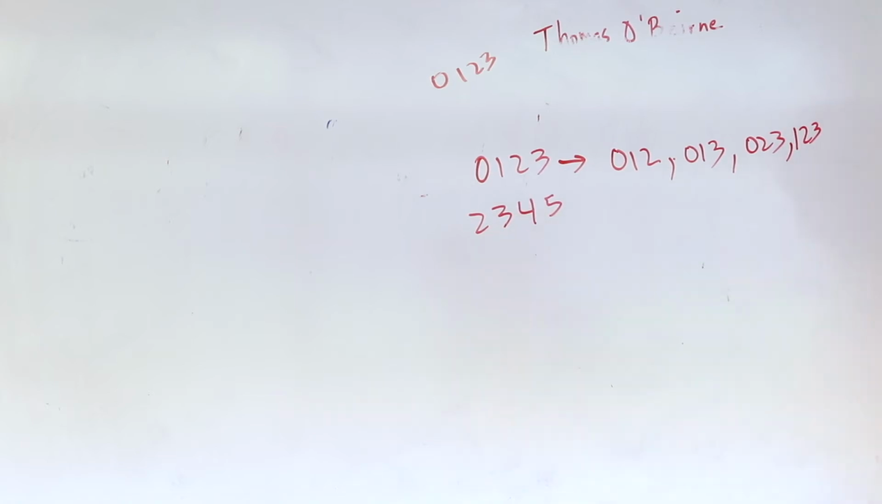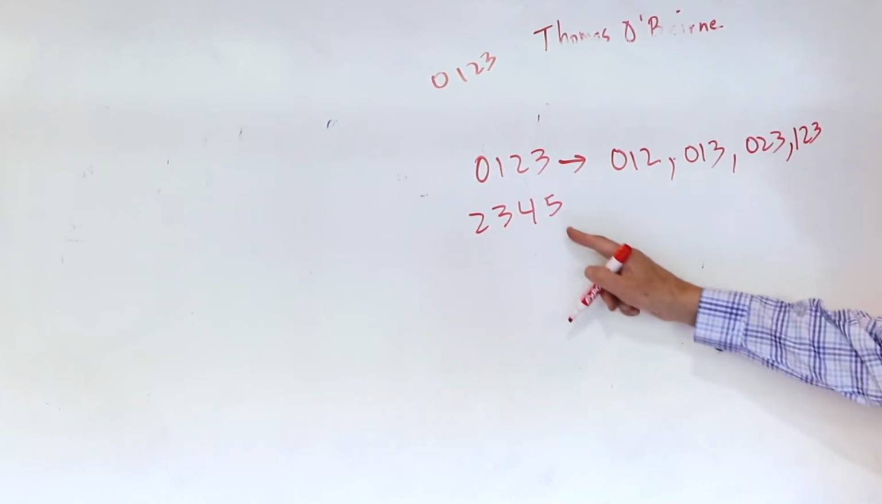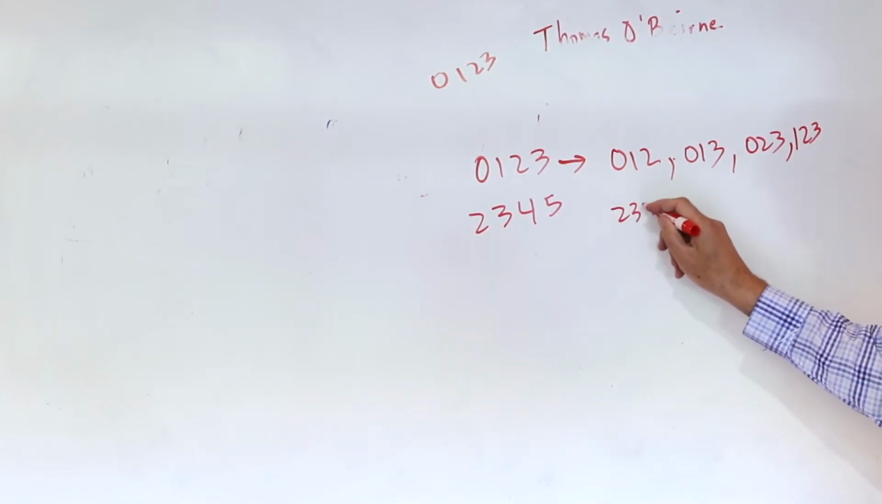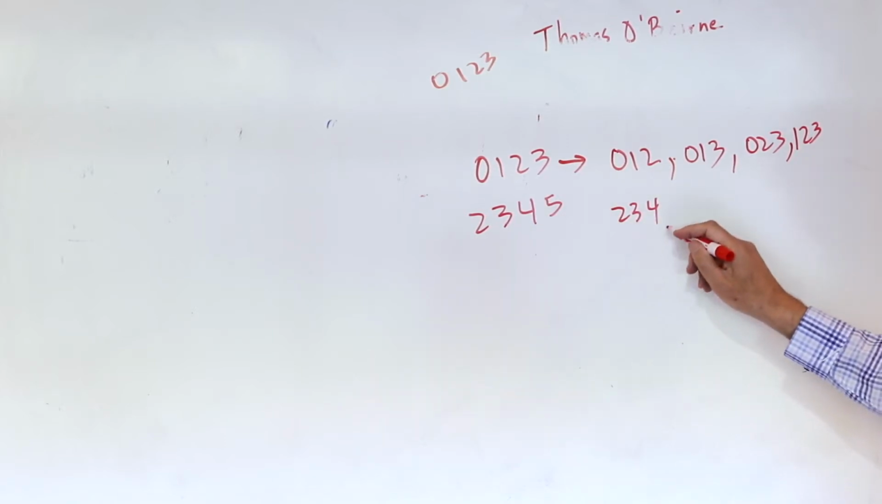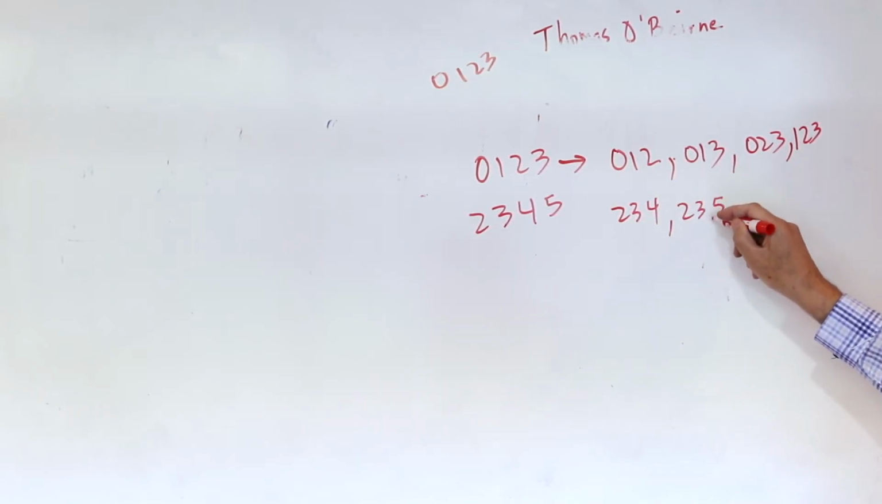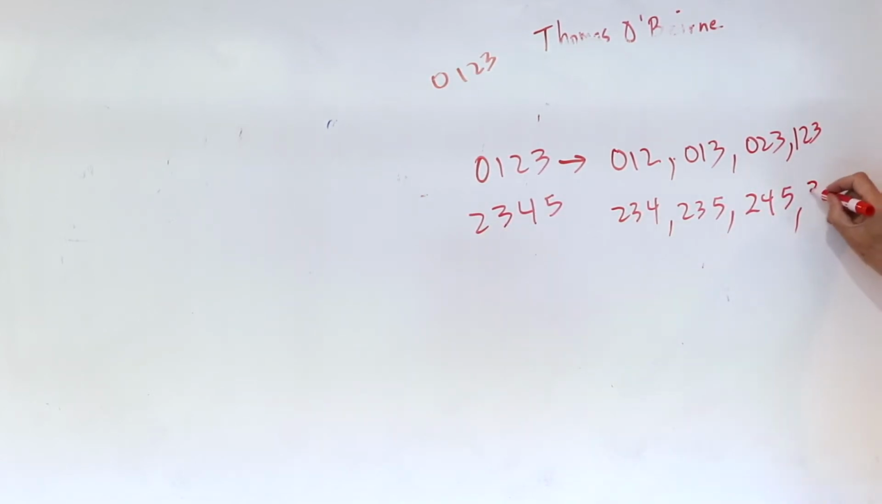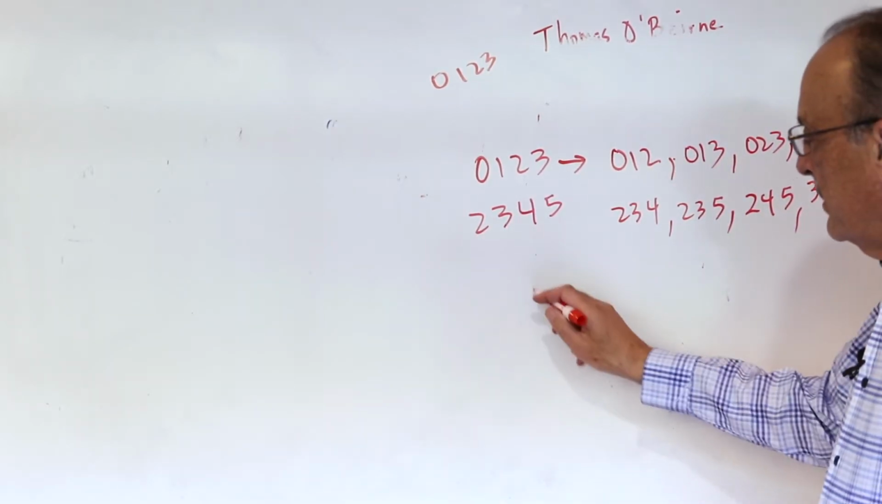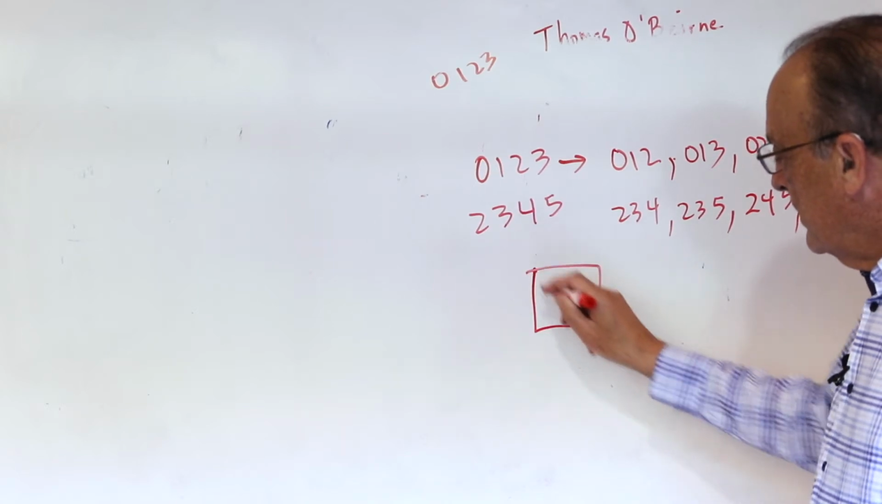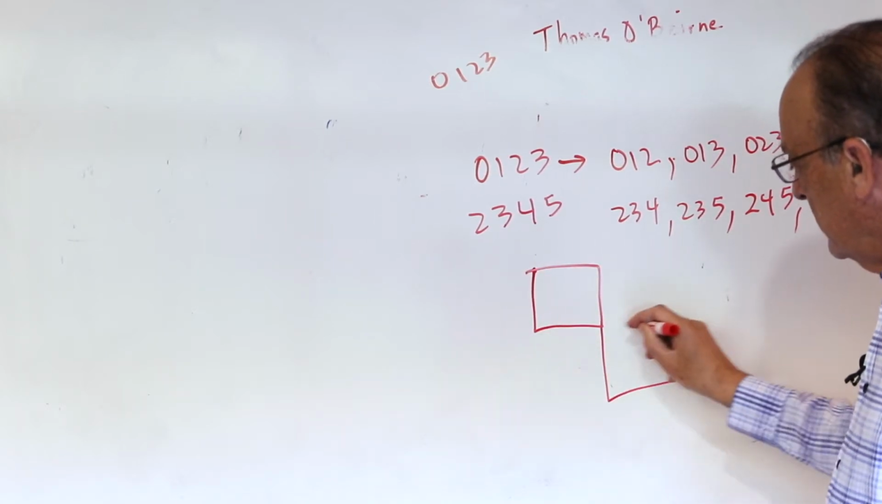Here, if I don't use the 5, it's 2, 3, 4. If I don't use the 4, it's 2, 3, 5. If I don't use the 3, it's 2, 4, 5. If I don't use the 2, it's 3, 4, 5. So I want to see if I can make a necklace that uses all 8 of these triples. So what I did is I hooked them like this.